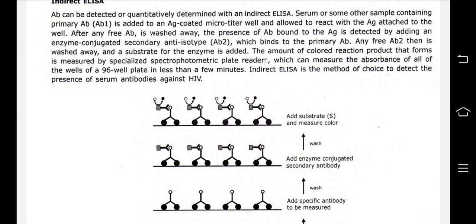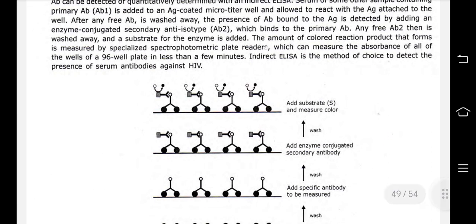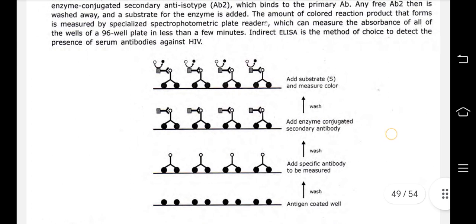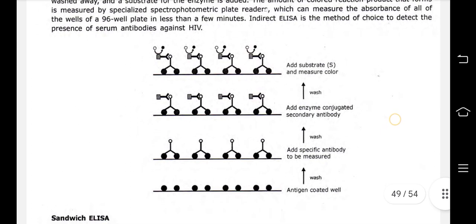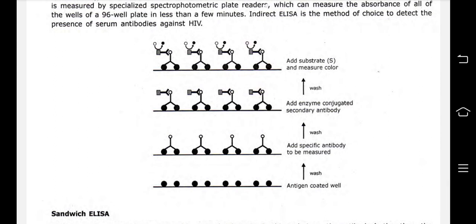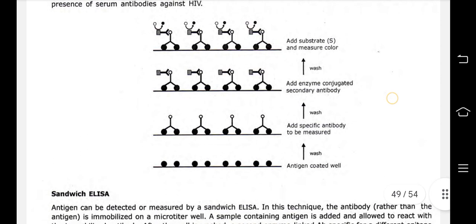The amount of color reaction product that forms is measured by specialized spectrophotometric plate reader, which can measure the absorbance of all of the wells of a 96 well plate in less than a few minutes. Indirect ELISA is a method of choice to detect the presence of serum antibodies against HIV. Antigen coated well, wash, add specific antibody to be measured, wash, add enzyme conjugated secondary antibody, wash, again add substrates and measure color.